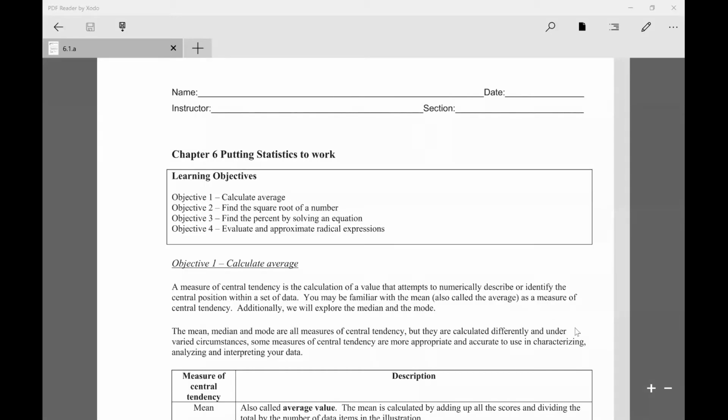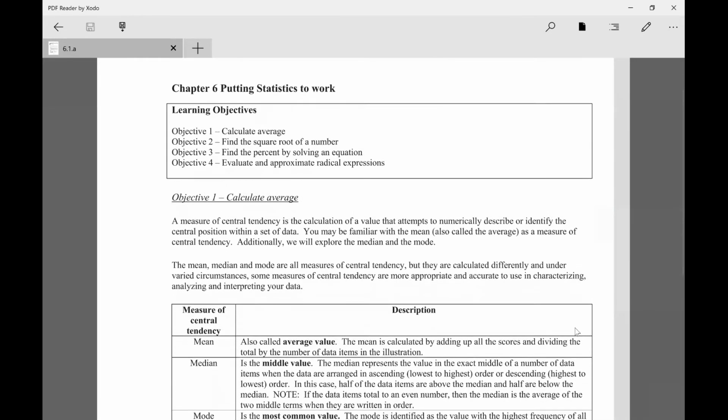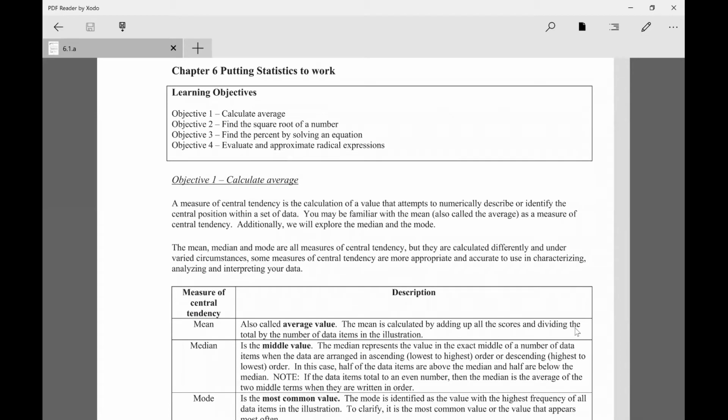Okay, so this is going to be the first part of chapter 6 that I'm going to cover for quantitative reasoning. The first thing that we're going to do in this chapter is calculate the average of something. The average, you might have also heard it used as the mean. It's just a way to measure the central tendency, which is just what the average of the data looks like.